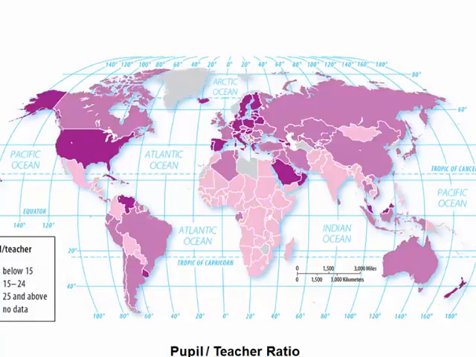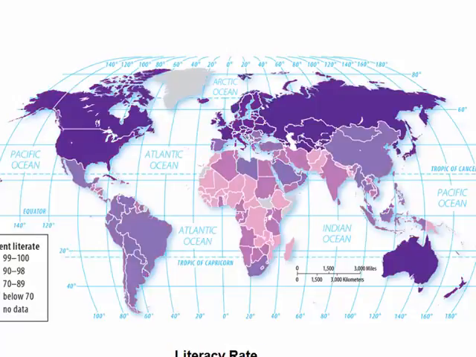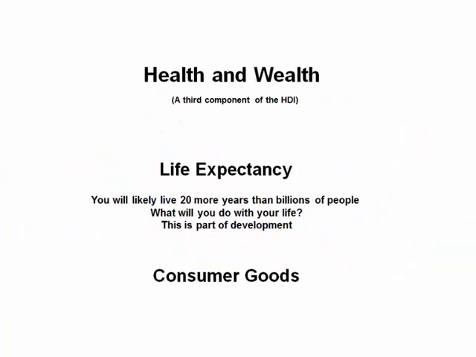Then when we go to the pupil-teacher ratio, we see very similar type of diagram, very similar type of results. And when we look at literacy rate, we also see a nice correspondence. And you do see that sub-Saharan Africa has a problem with literacy because of all the things we've said earlier.